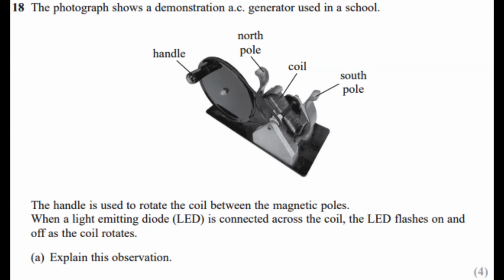Okay, so the question states here: the photograph shows a demonstration of an AC generator used in a school. The handle is used to rotate the coil between the magnetic poles. When a light emitting diode (LED) is connected across the coil, the LED flashes on and off as the coil rotates. Explain this observation. AC is basically alternating current, right?